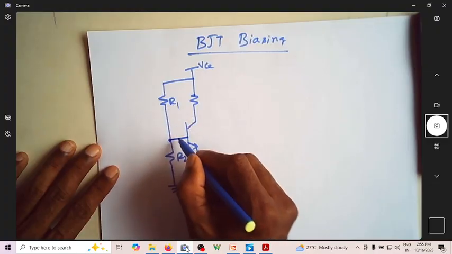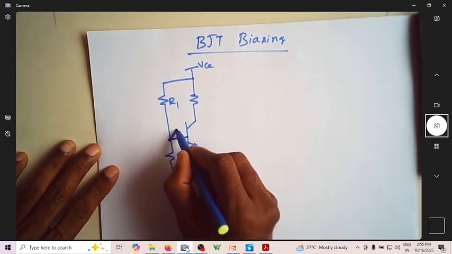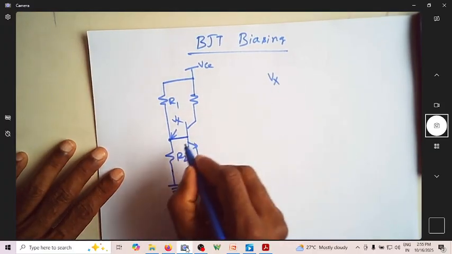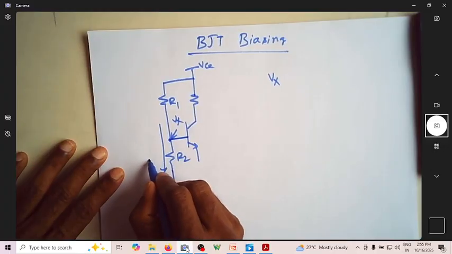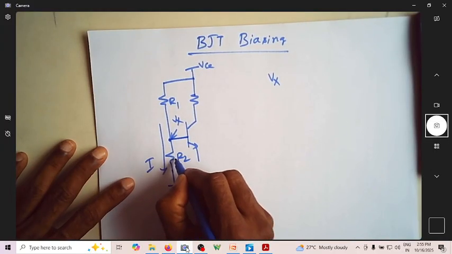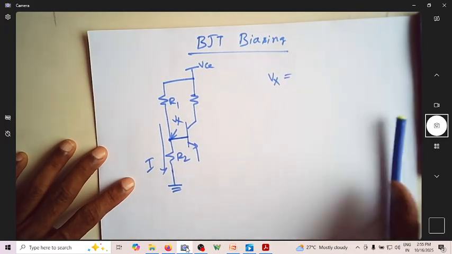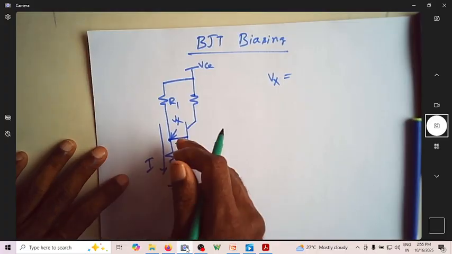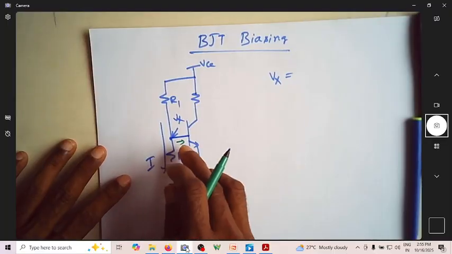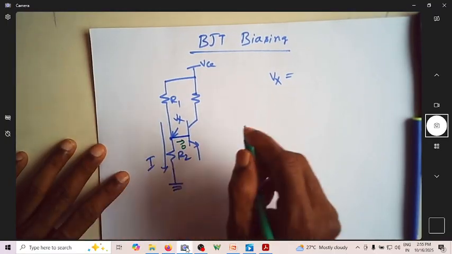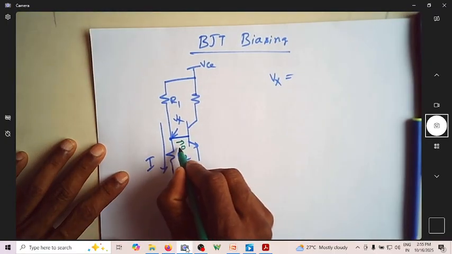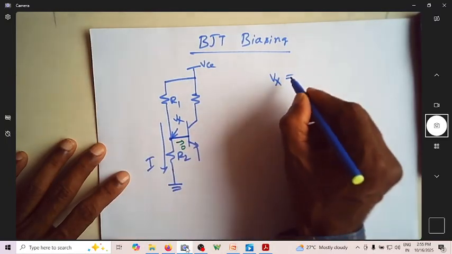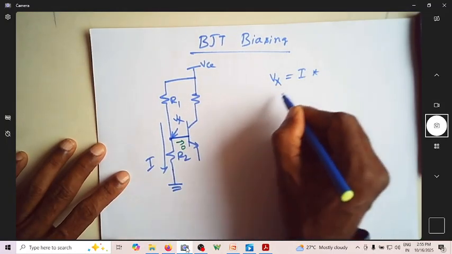Can you see this R1, R2 and VCC will give me some voltage, some Vx. So what is the voltage Vx? That Vx is nothing but the current flowing through this multiplied by resistance. We will assume the current flowing into the base is almost zero. Of course, it will be very few microampere, which will be negligible compared to the current flowing here. Assuming this as zero current, Vx, the voltage at this point, is current multiplied by resistance R2.